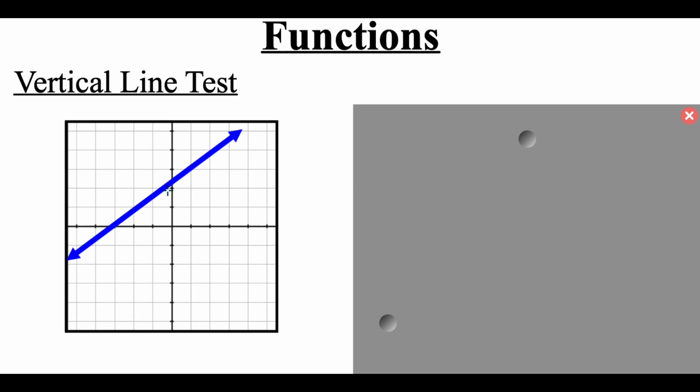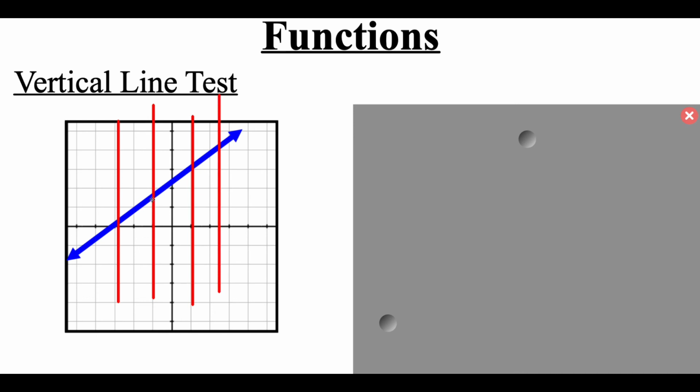So here on the left-hand side, we just have a nice line graph. If I draw in a whole bunch of vertical lines, all of these lines are only intersecting my graph at one point, meaning that this line would represent a function. Linear equations are always functions.